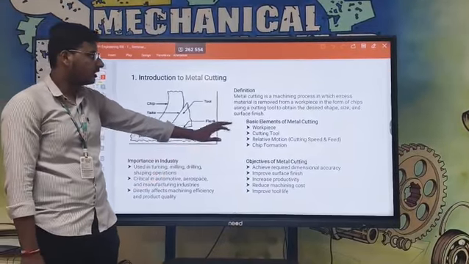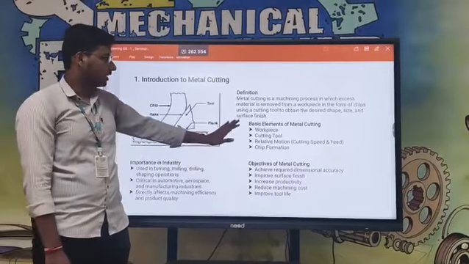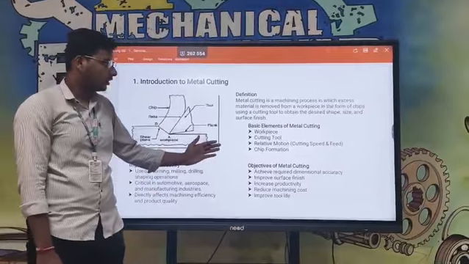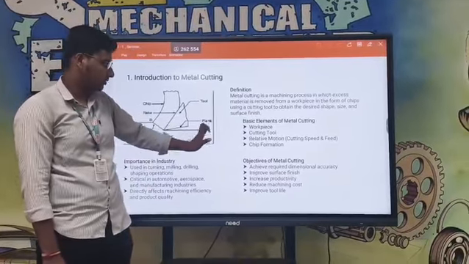What is metal cutting? Metal cutting is a machining process in which metal is removed from the workpiece through chip formation using cutting tools to obtain the desired shape and surface finishing.